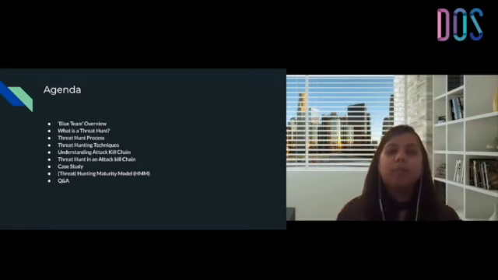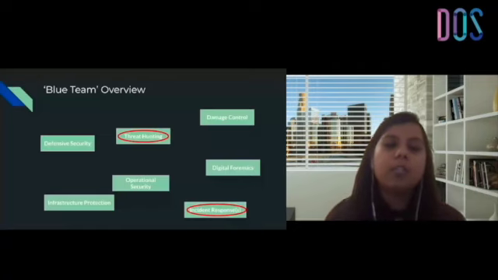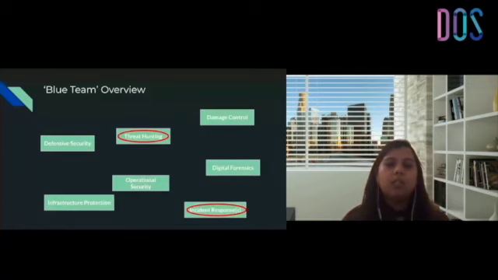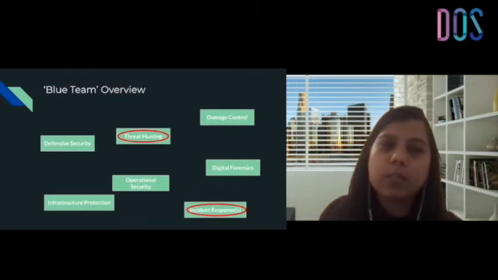So, blue teaming overview. Blue teaming, as all of us know, is anything and everything related to safeguarding the organization and its assets. All the techniques I've listed here, namely defensive security, threat hunting, damage control, all these things together form the efforts of a blue team. But what we'll be concentrating on mostly in this presentation is threat hunting and incident response.